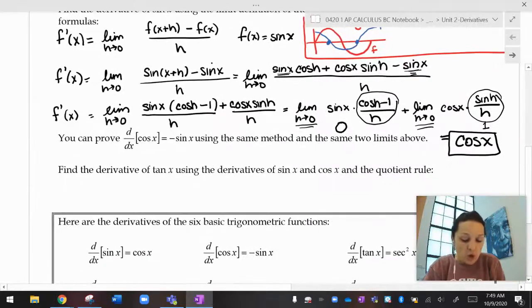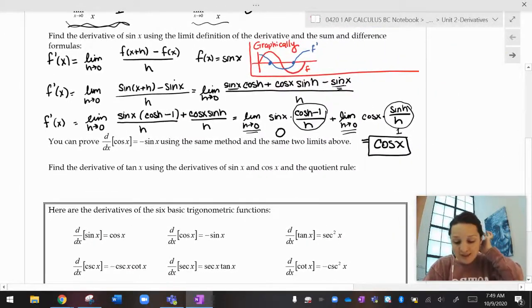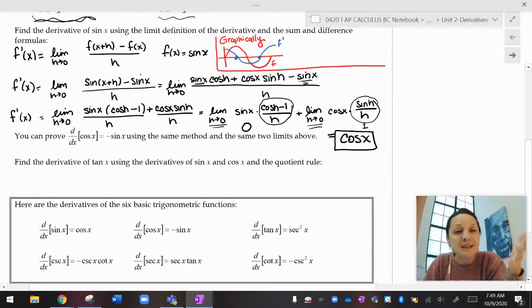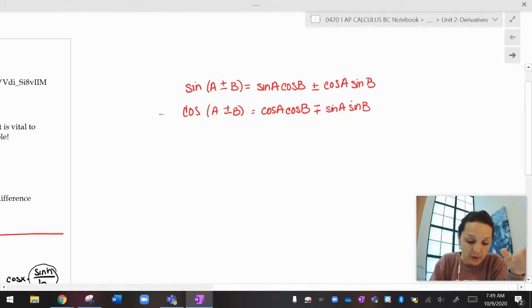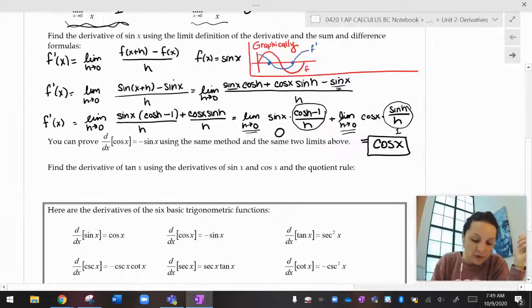Yay, awesome. You could prove that the derivative of cosine is equal to negative sine using the same limit method and the same limits as above. I'm not going to go through and do that again, just trust me, because cosine has a sum and difference formula like this. I could do the same exact thing to prove that the derivative of cosine is negative sine.